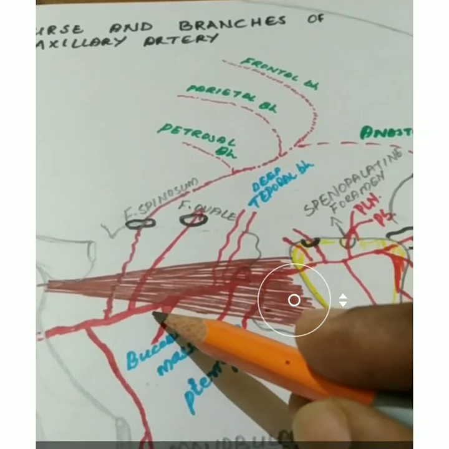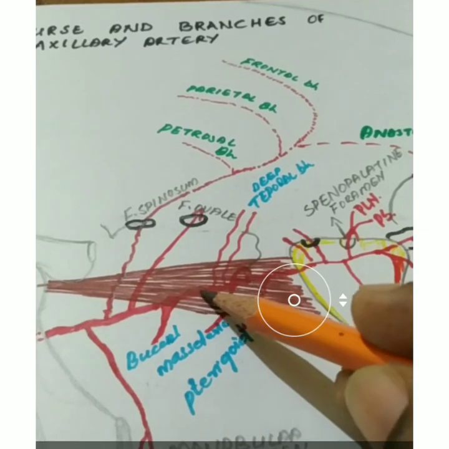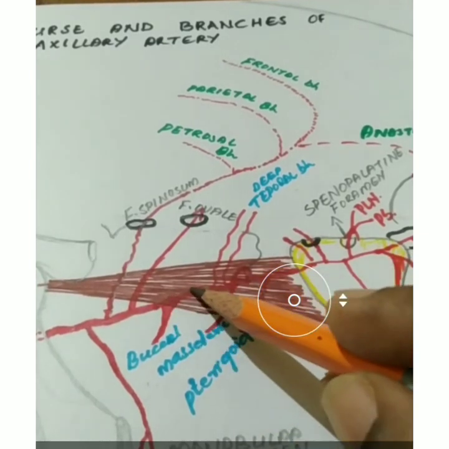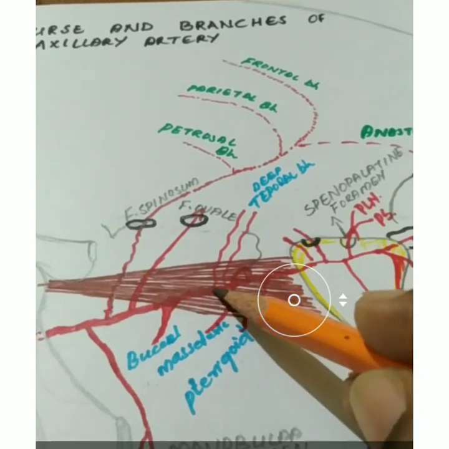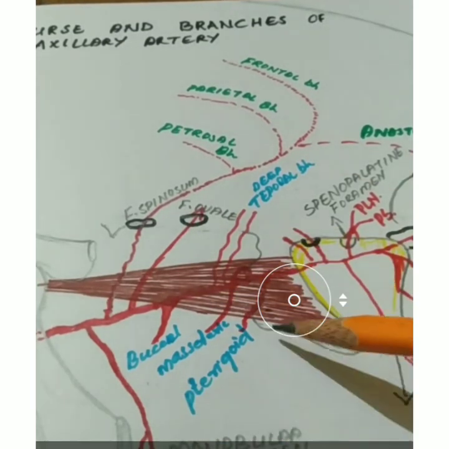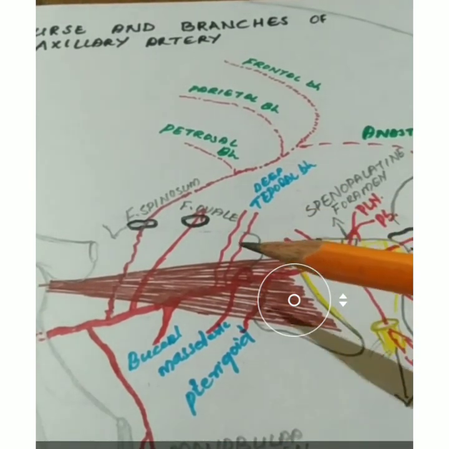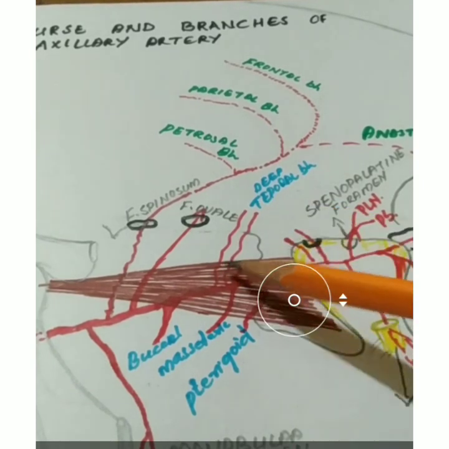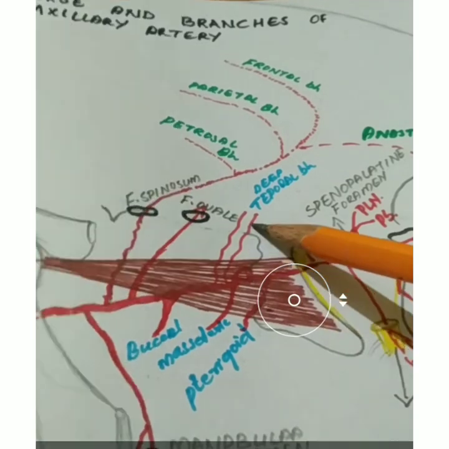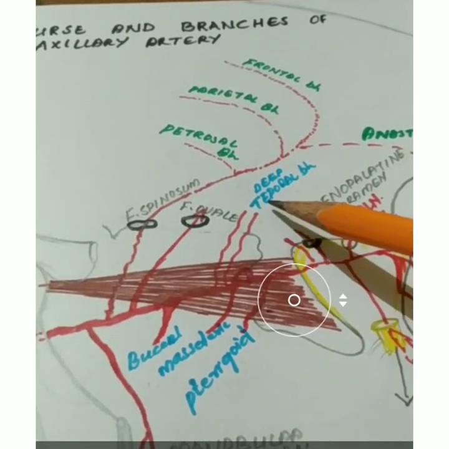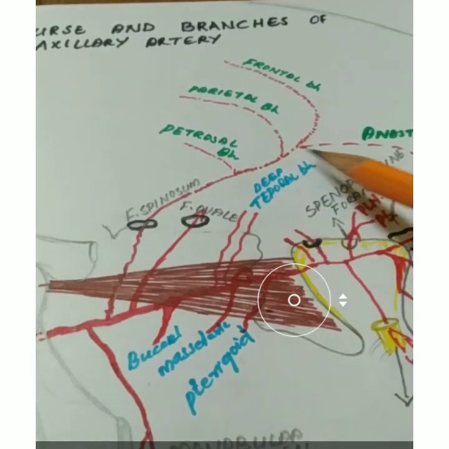The second part of the maxillary artery, which is called the pterygoid part, runs upward and forward superficial to the lower head of the lateral pterygoid muscle, and it gives off four muscular branches. They are: the first one is the deep temporal branch. It divides into anterior and posterior divisions and gives blood supply to the temporalis muscle.